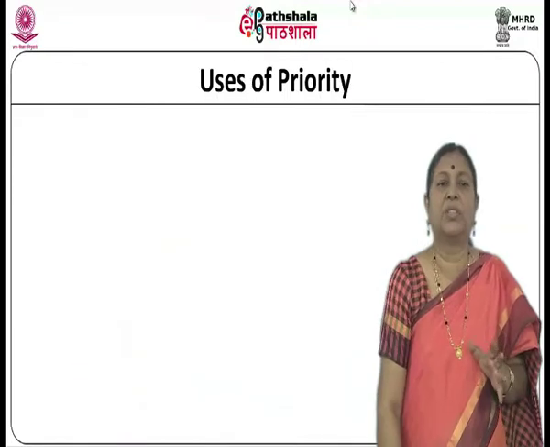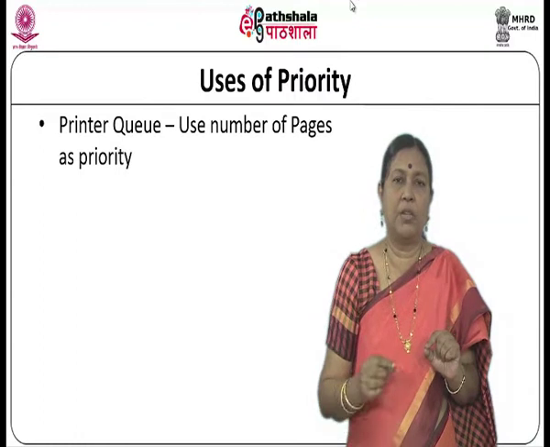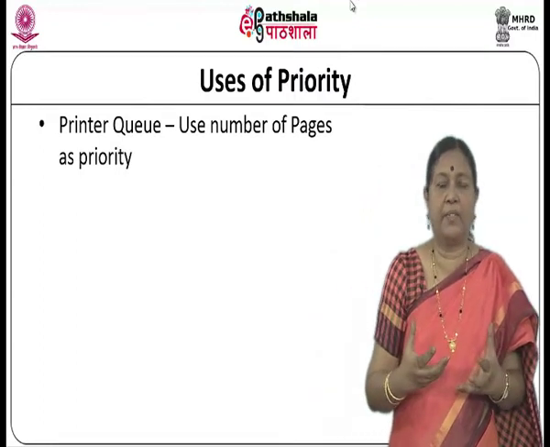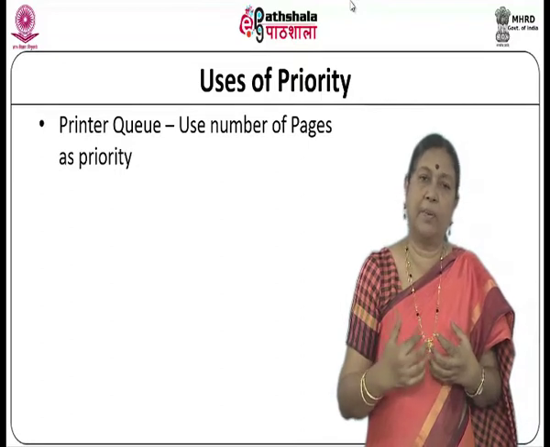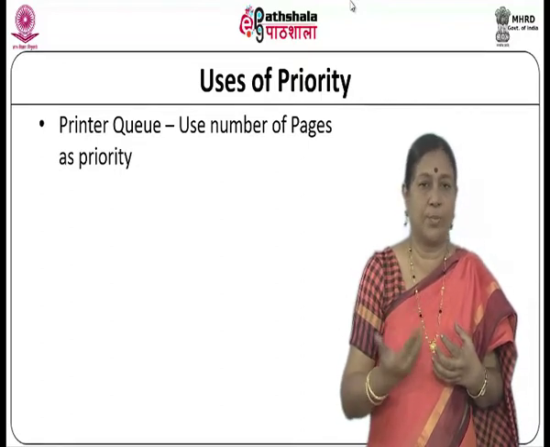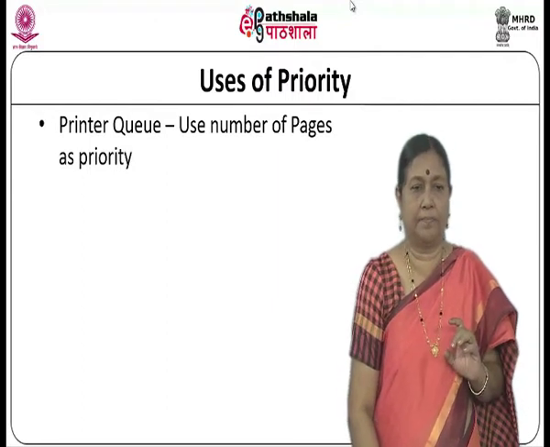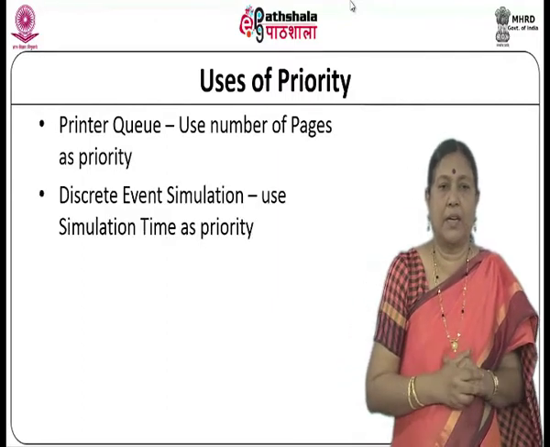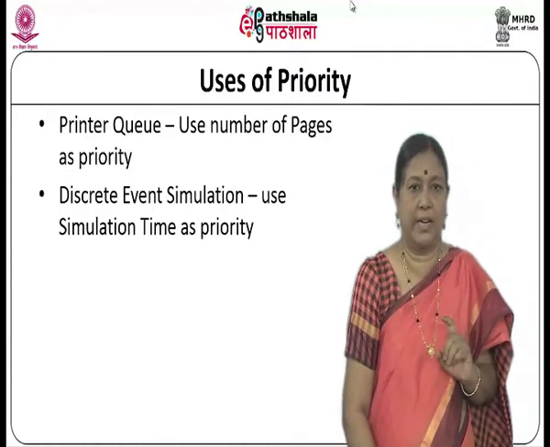Now, what are the uses of priority? One is a printer queue. For example, you want to service jobs which have a smaller number of pages faster than the jobs for which the number of pages is more. But if you do it in the order of arrival, this cannot be done. Another is discrete event simulation, which uses simulation time as priority, not the arrival time.